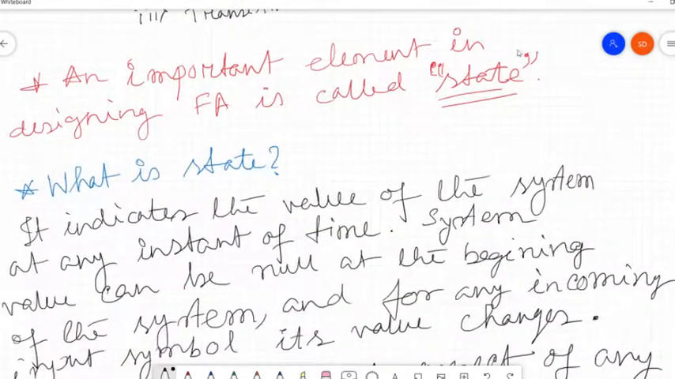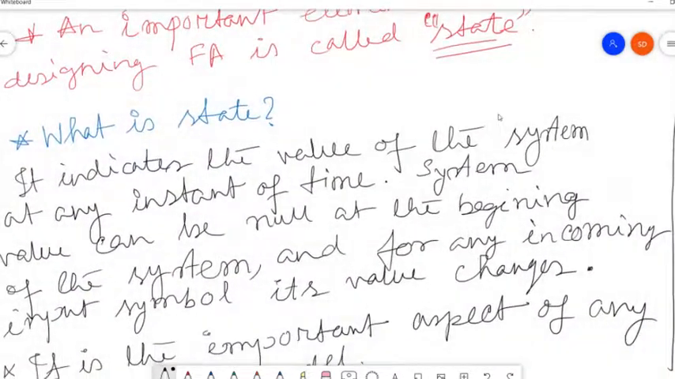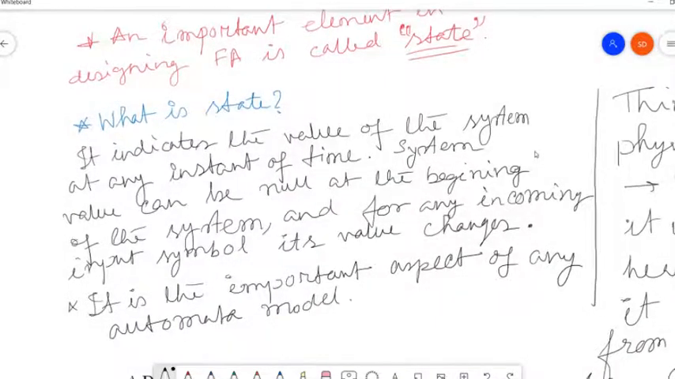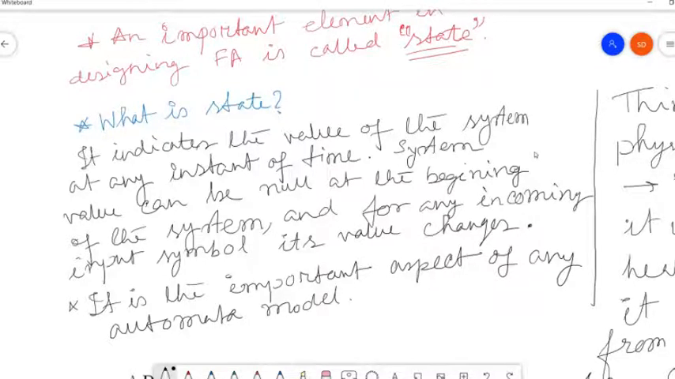But first, let's explain the important element in the discussion of finite acceptors: what is a state? So how do we define a state? A state mainly represents the value of the system at a particular instant of time. We always define a state which is different from the previous state upon accepting an input. So its state changes from time to time.